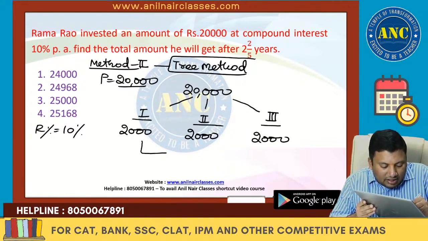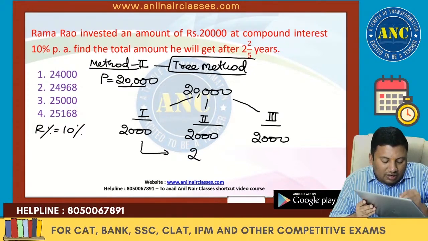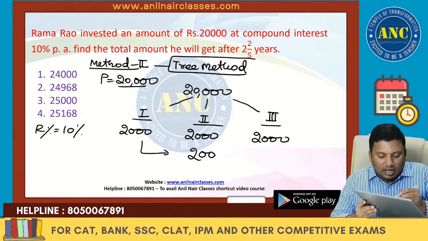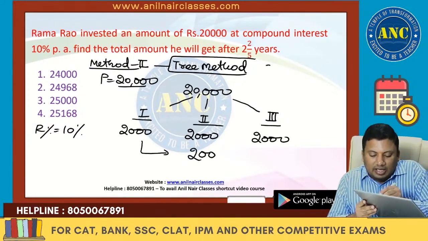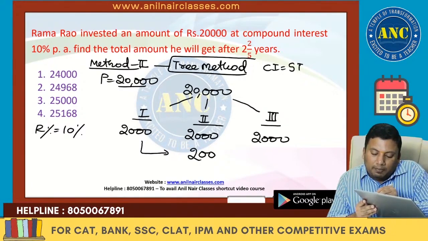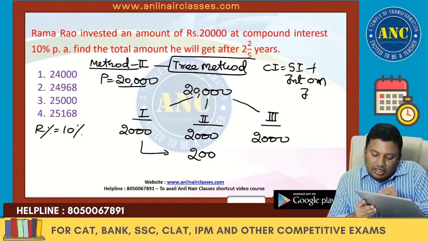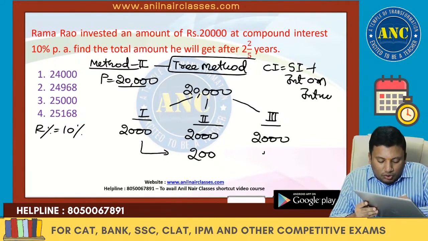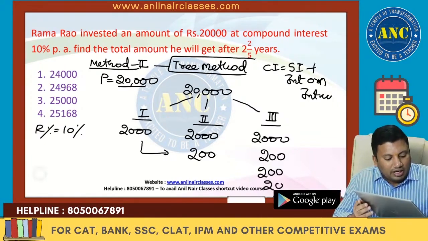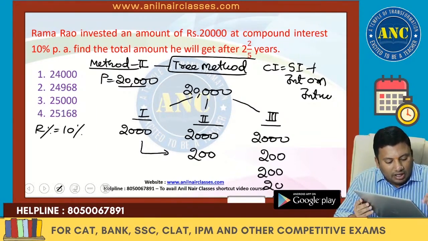In CI for the second year, 10% of 2,000, which is 200. Third year CI is nothing but SI plus interest on interest. So this is 2,000, it is 200, again it is 200. 10% of 200 is 20.